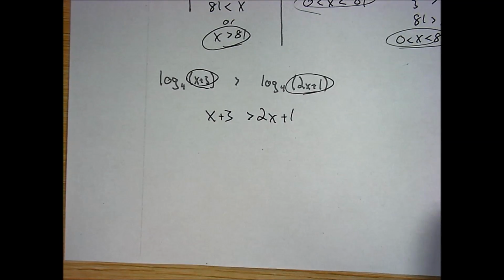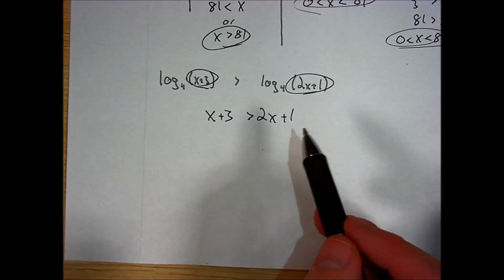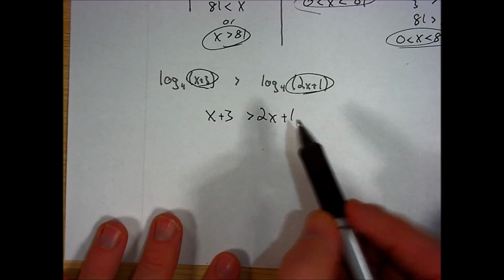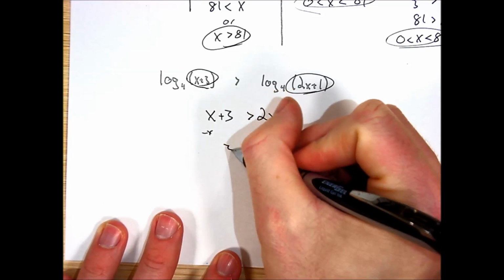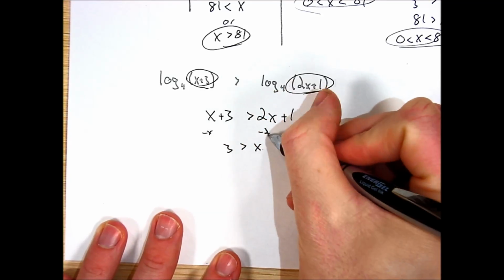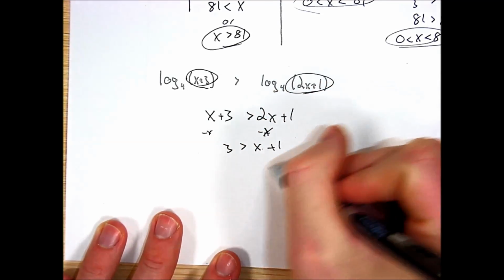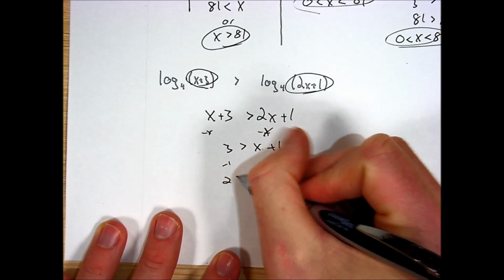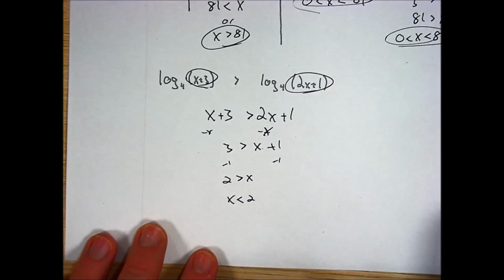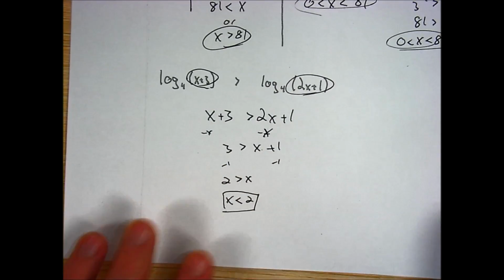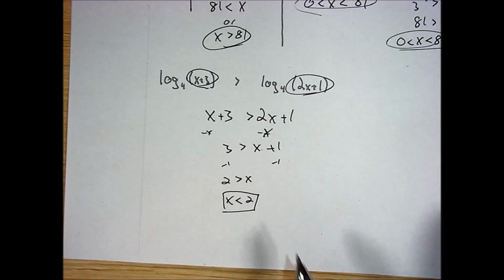Alright, so there's no x squareds going on, so we don't need to do our quadratic tricks. So we're just going to get x by itself. 3 is greater than x plus 1. Subtract the 1. 2 is greater than x, or x is less than 2. Okay? So x is less than 2. We got that part down.